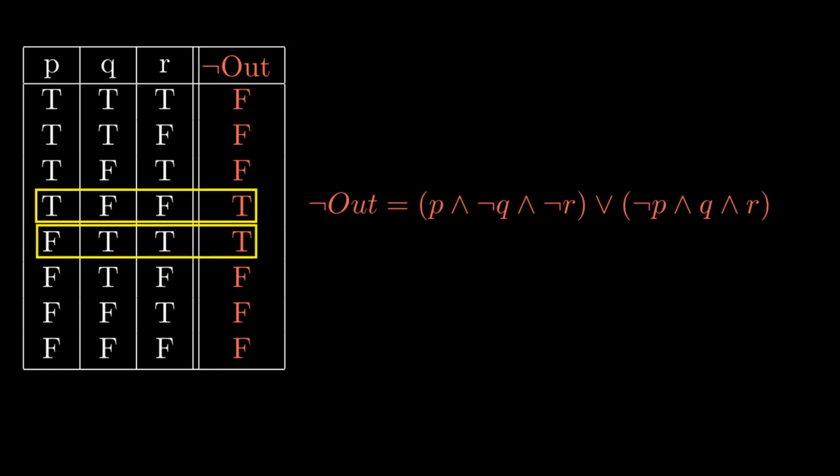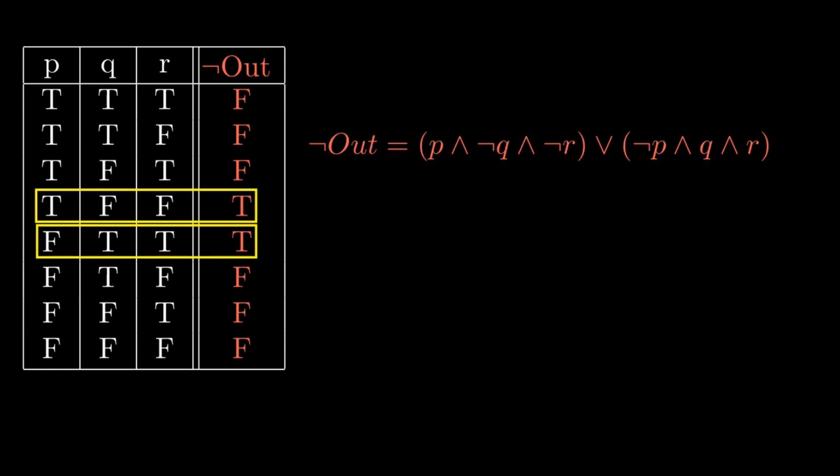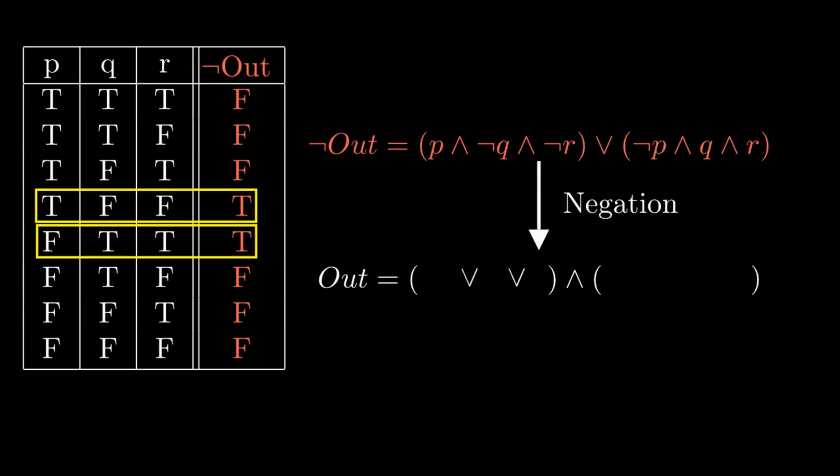Finally, having done that, we can go back to our original problem. We can do this by negating the negation of our output. The main tool we are using here is De Morgan's law. So the negation of a disjunction is just a conjunction of negations. And the negation of a conjunction is just a disjunction of negations. Simply put, we reverse the signs and negate every variable.